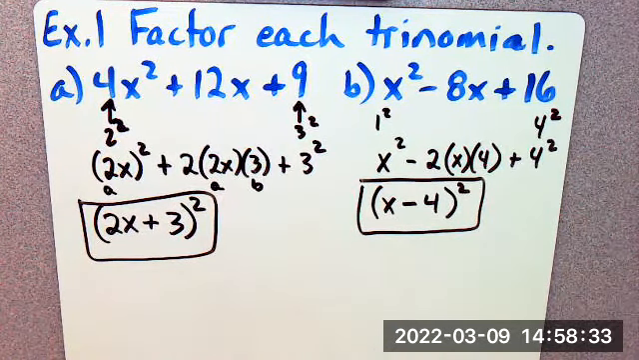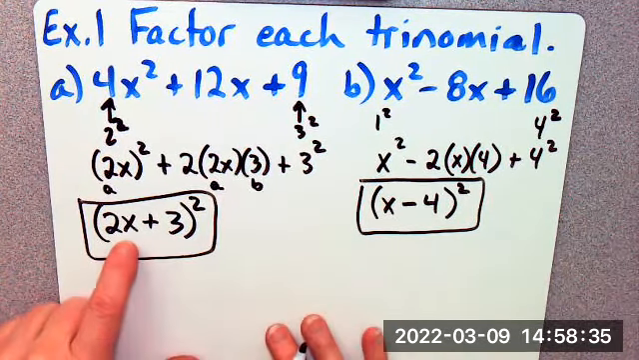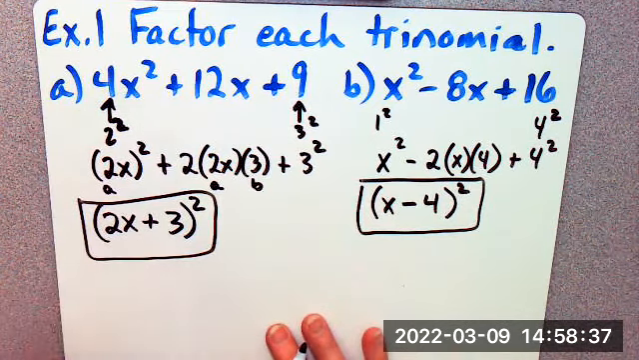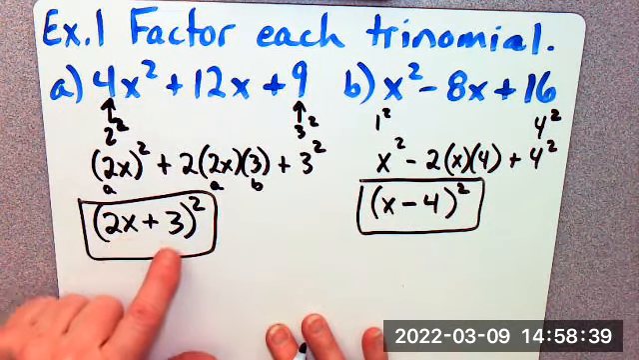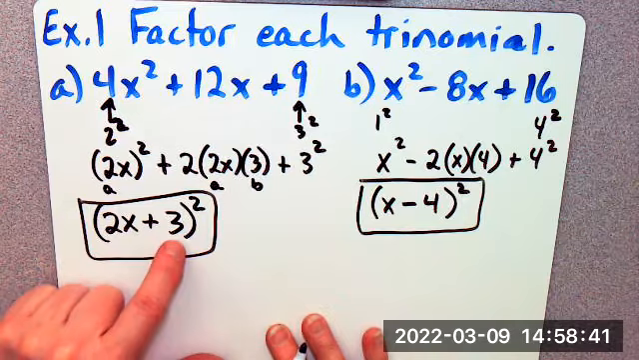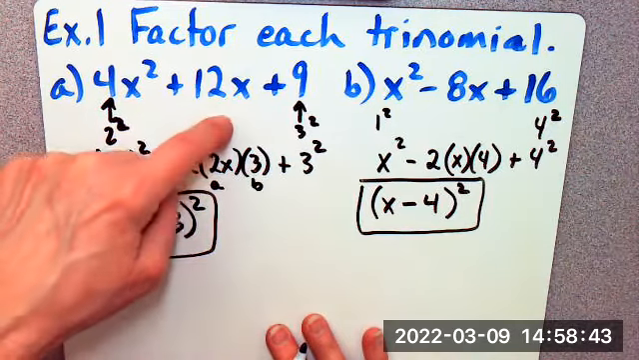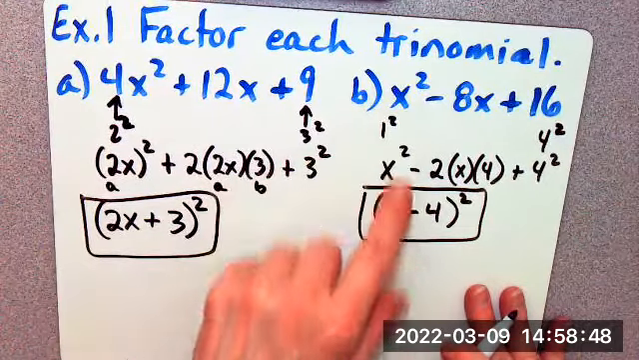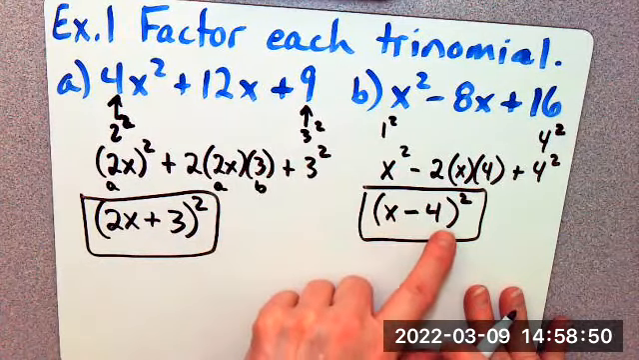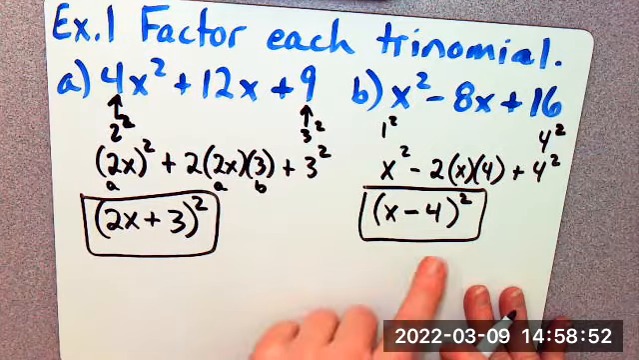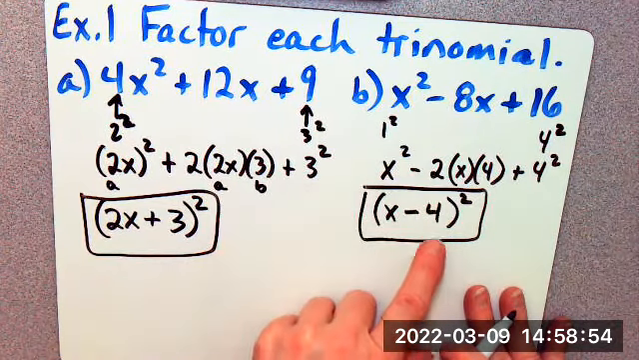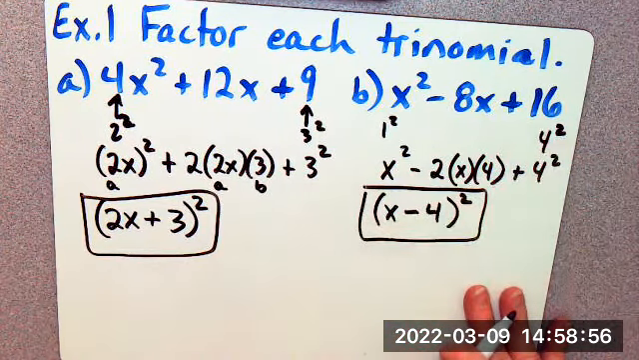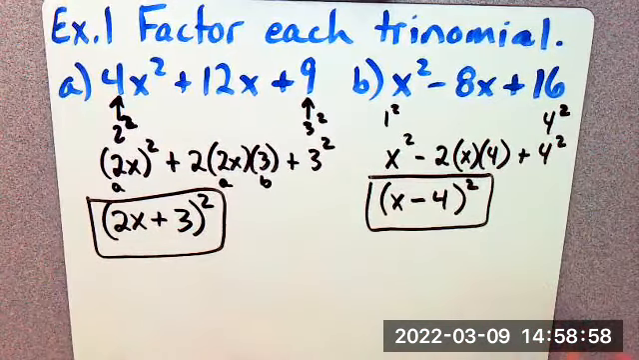Okay, and we can check it with FOIL. 2x times 2x is 4x squared. 2x times 3 is 6x, times 2 is 12x, and 3 squared is 9. This would be x squared. X times 4 is -4, times 2 is -8, and -4 times -4 is +16.